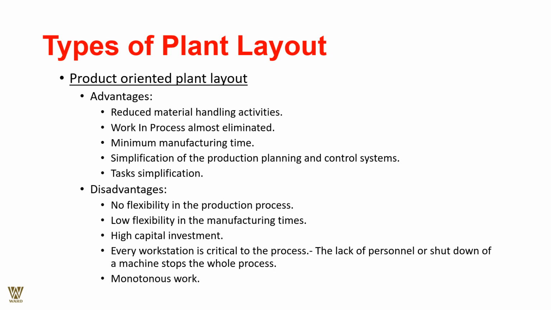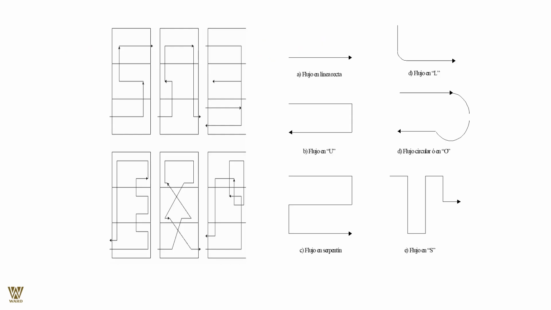Remember, the lack of personnel even at one of the workstations might lead to the shutdown of the whole process altogether. So if one person is missing, or let us not say missing, if one workstation or machine malfunctions, the whole process goes down. And this is mostly a monotonous job.